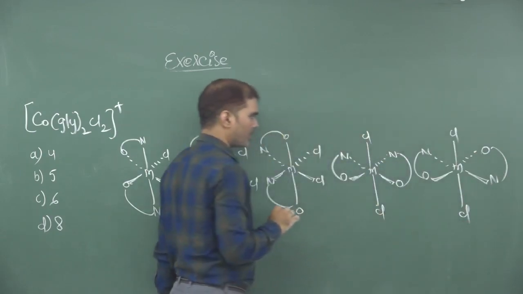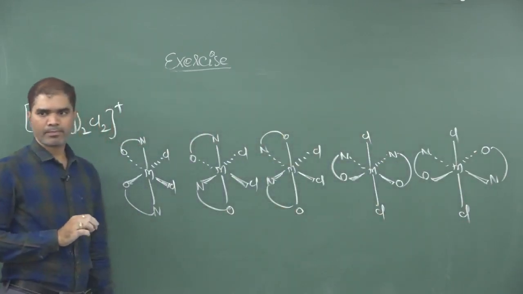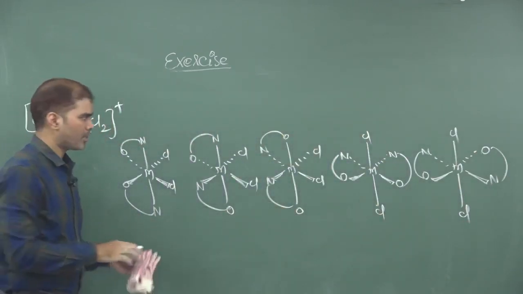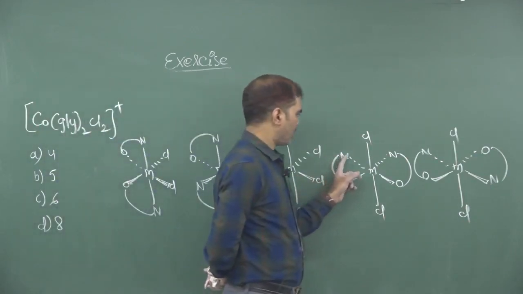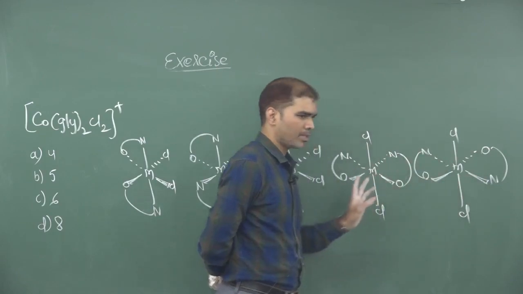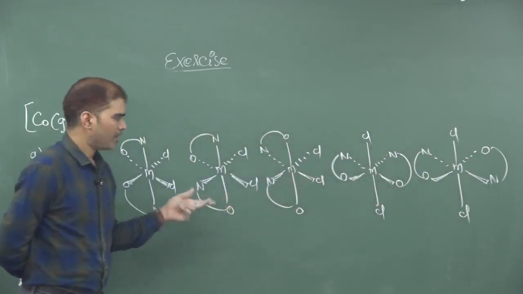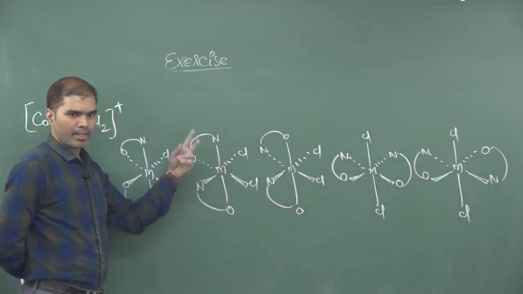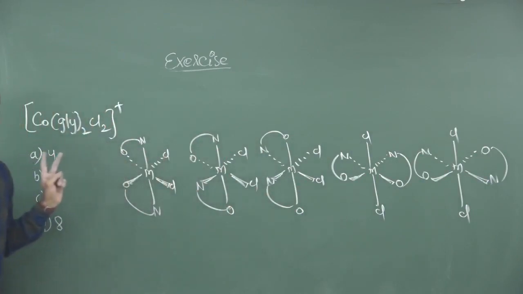Any other combination you have for trans? For trans, do you have any other combination? Nitrogen to oxygen, nitrogen to oxygen, nitrogen to nitrogen, oxygen to oxygen. You don't have any other combination. But in cis you got 3, trans you got 2. Okay? Now what is your option?